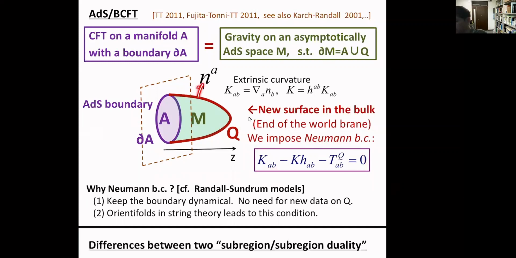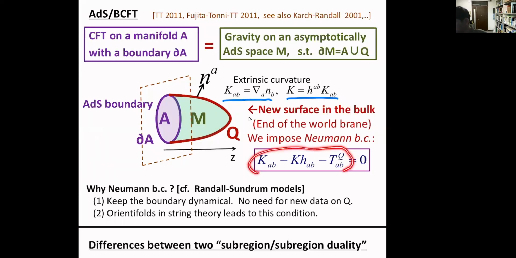The important ingredient is, of course, the normal vector of the surface Q. Using the normal vector, we can define the so-called extrinsic curvature, which tells how this surface is embedded in the ambient space, how it is curved. It's basically the covariant derivative of this normal vector, projected parallel to the surface Q. K_ab is the extrinsic curvature. This appears many times, so please remember. And K is just the trace of K_ab.